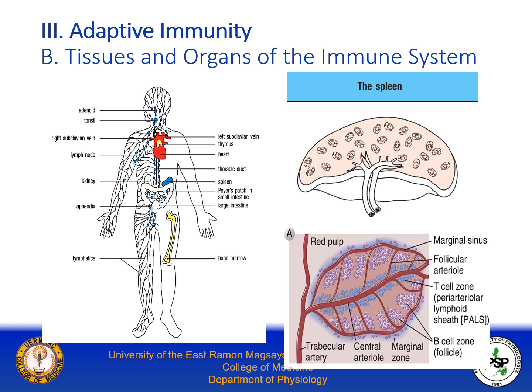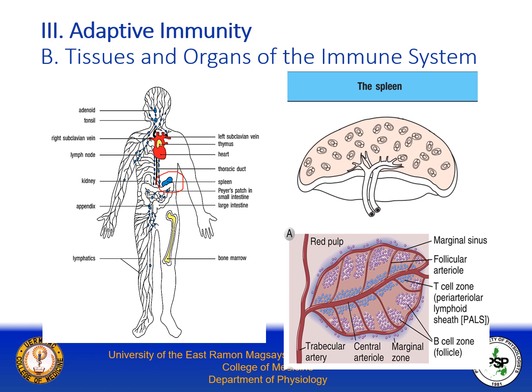We have here the spleen. It is a highly vascularized organ, and its major function is to remove aging and damaged blood cells and particles from the circulation, and also to initiate adaptive immune responses to blood-borne antigens. It's located in the left upper quadrant of the abdomen.